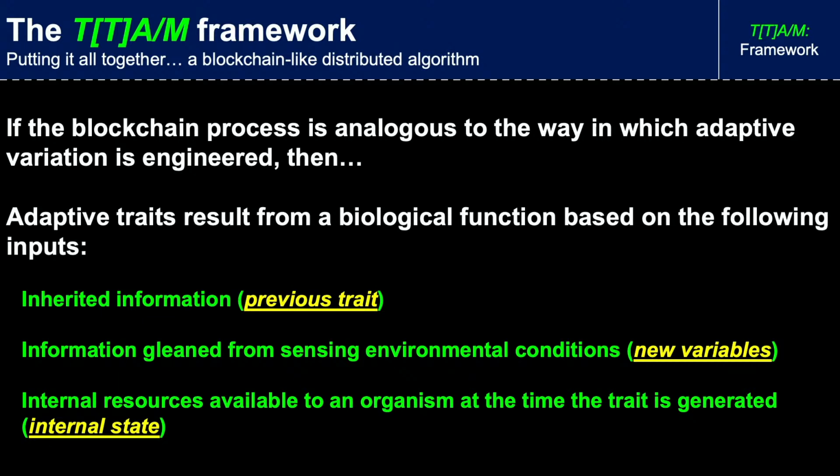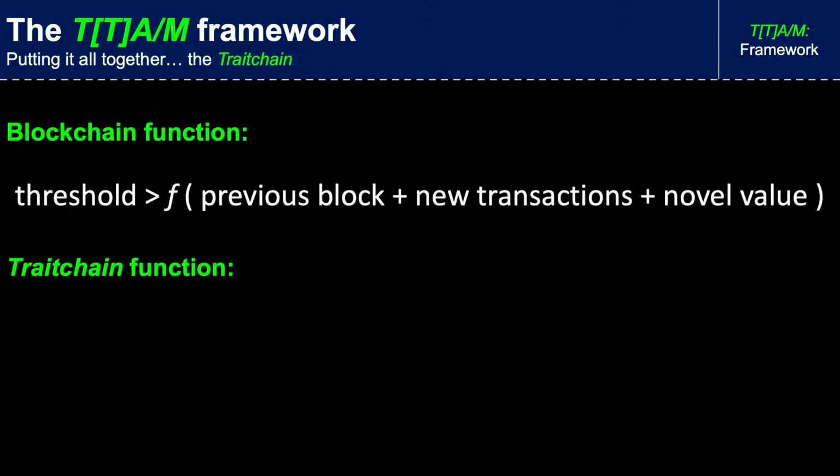So I promise you math, here it is. This is the blockchain function. This is what runs Bitcoin and Ethereum and real estate transactions and all kinds of stuff. So it's a function. There's a threshold on the left, which is greater than the answer to this function on the right. The function consists of a previous block, the new transactions, and a novel value, a unique value, okay? In the trait chain, by analogy, you've got a similar function. It has a constraint on the left. It has a function on the right, and it has variables. Those variables correspond in the following way.